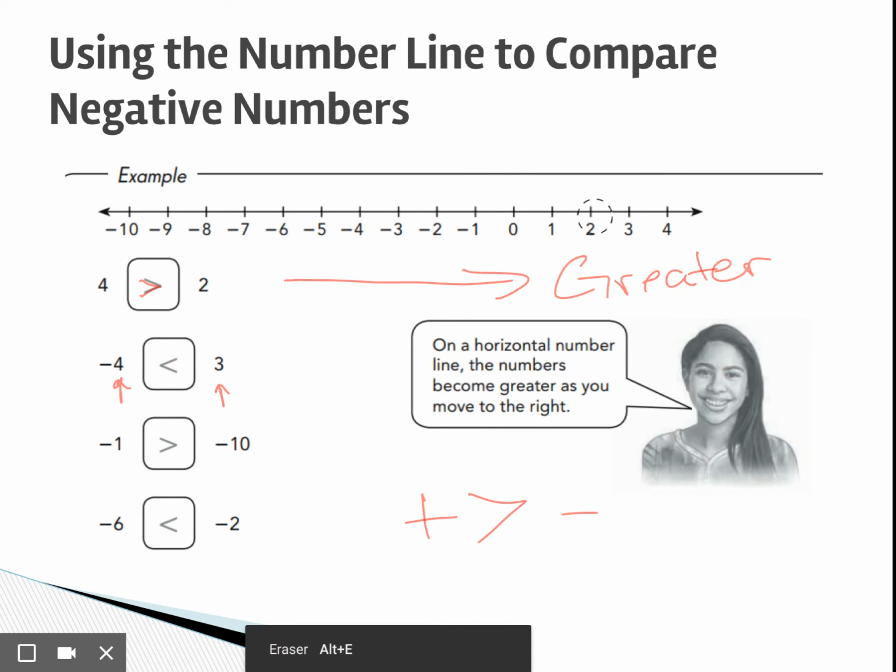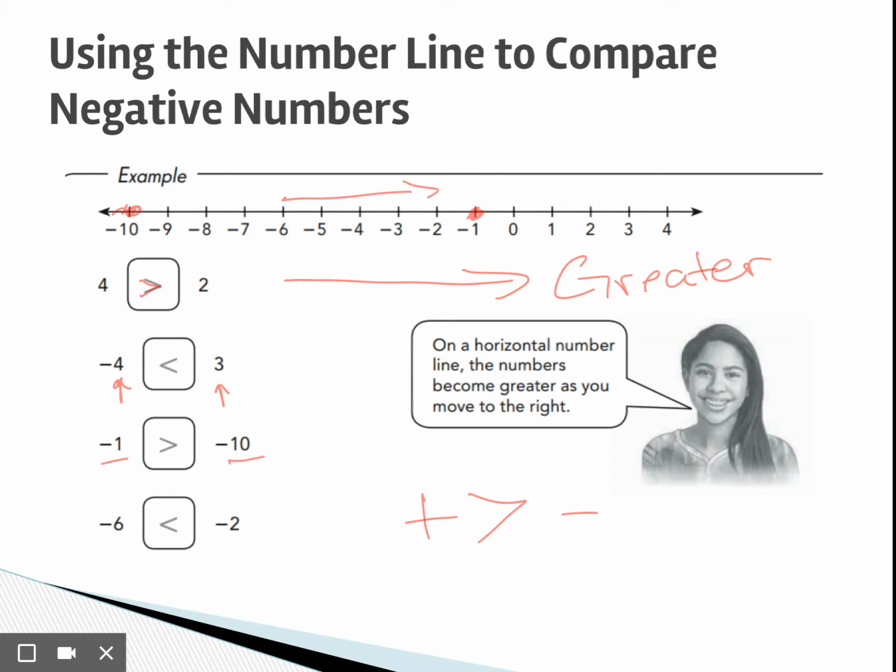We can compare two negative numbers as well. So I have -1 and -10. You might be thinking to yourself, well, they're both negative and 10 is a bigger digit, but look, -1 is much further to the right than -10. I always like to use the example, would you rather owe me $1 or $10? Of course, you'd rather owe me less, so you'd want that one.